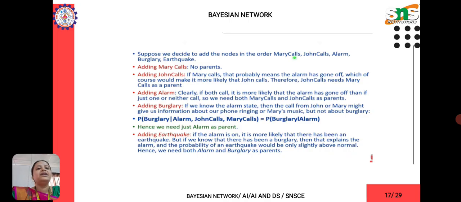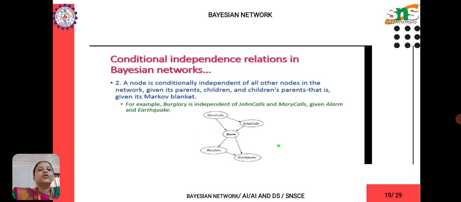Next is adding burglary. If we know the alarm state, then the calls from John or Mary give no additional information about our burglary. So probability of burglary given alarm, John calls, Mary calls is equal to probability of burglary given alarm, since alarm is the parent node. Now when we add earthquake: if the alarm is on, it is most likely that there has been an earthquake, but if we know there was a burglary, that explains the alarm, and the probability of an earthquake would be only slightly above normal. So this is how the process is conducted.